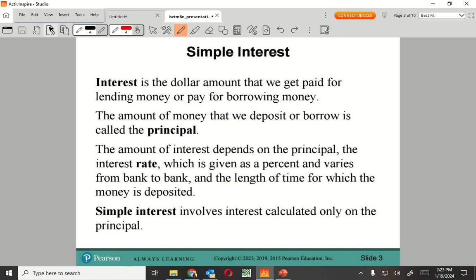The amount of interest depends on the principal, the interest rate, which is given as a percent and varies from bank to bank, and the length of time for which the money is deposited. Simple interest involves interest calculated only on the principal. Over time, we would compound that, which would actually add more interest and interest and interest over time.